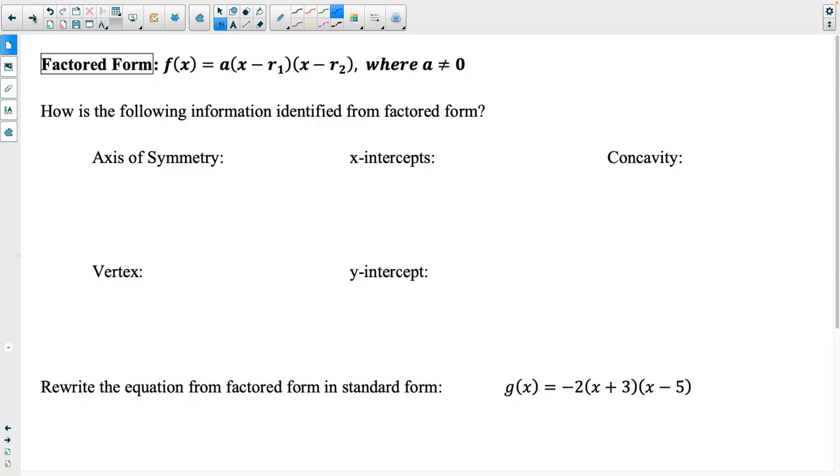So x-intercepts, I'm going to write this out since we got that funky notation. But when you're given factored form, x-intercepts are really nice. They would simply be r1, 0 and r2, 0. And the reason we call them r is because they're actually called roots. That's another name for it. Now, concavity, same as the previous. So I'm just going to write same.